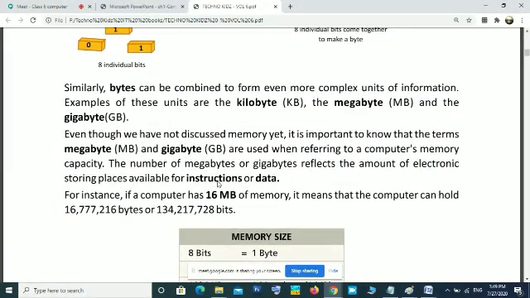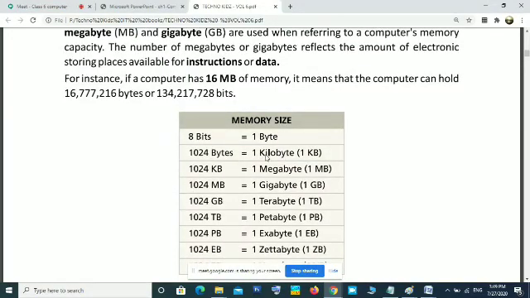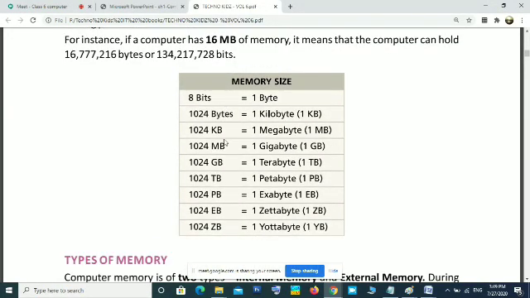Okay, now this is the measuring unit of memory. Here you can see the measuring unit of memory, 8 bits. That means 8 single on-off states. We call it 1 byte. This 1 byte is equal to 8 on or off states.